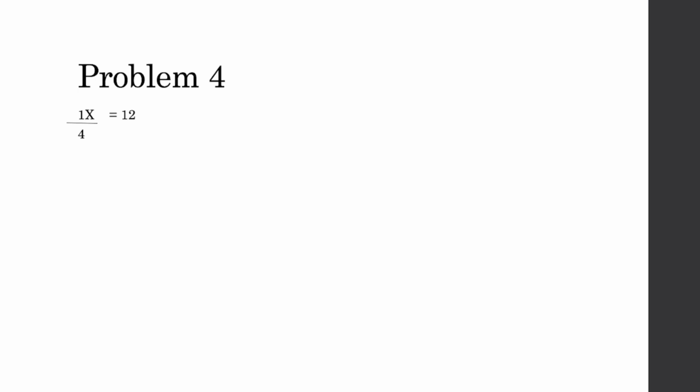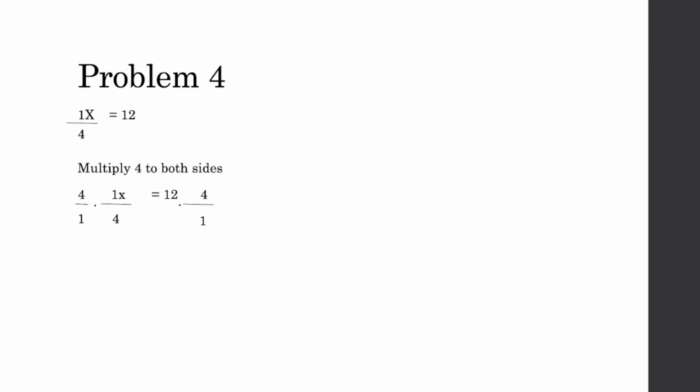Let's do question number 4 together. So we have 1x over 4 equals 12. So you might be wondering, what are we doing here? Well, when you have something like this, that means we have division because you have that number below it. So how do we approach this? All we have to do is just multiply the 4 to both sides.